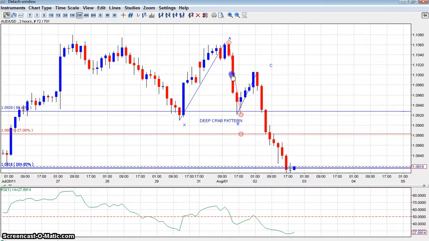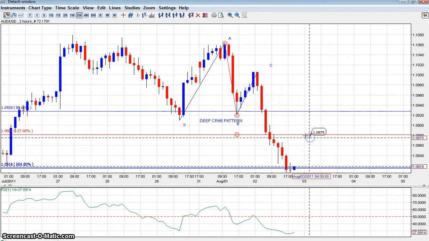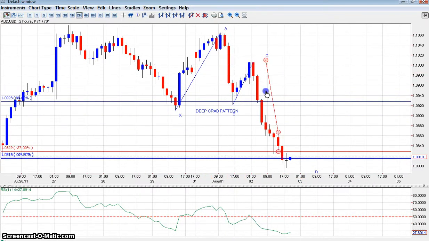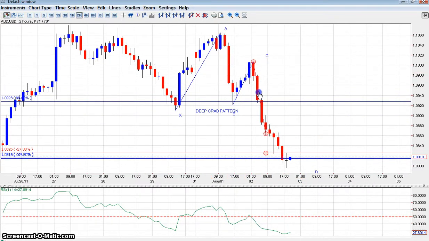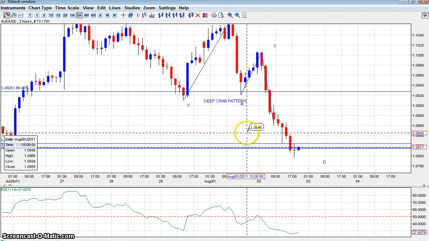Then you've got point C, which is between a 38.2 retracement and a 78.6 retracement of the AB leg. So in this case it's around a 61.8 retracement. Point D should end within a strong support zone where price should ideally bounce.